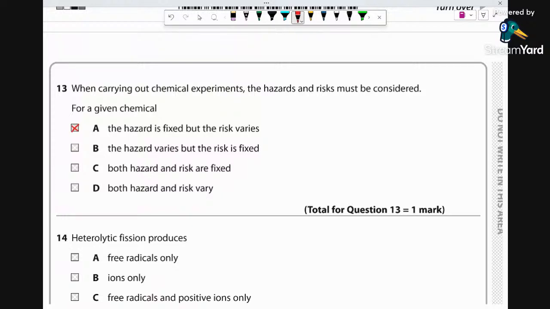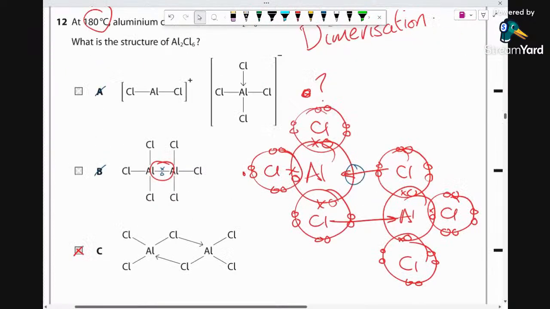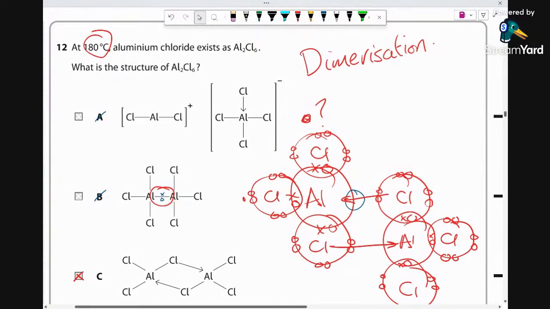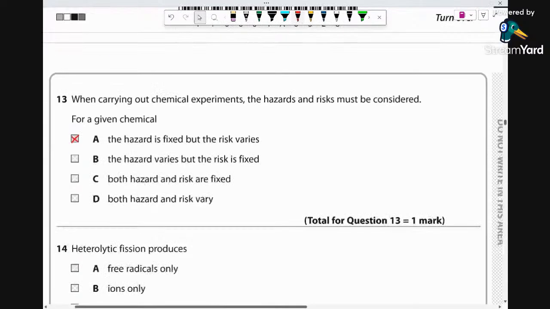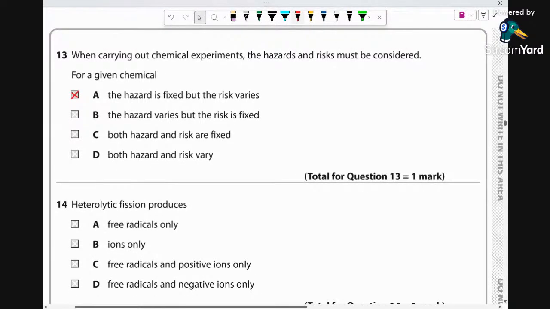The hazard is fixed, but the risk varies. I agree with this. If you're wondering why A is not up here, it's because the melting point of that would be really high. That's a really odd thing for it to happen. Aluminium is in a really unstable situation here. It doesn't want to do this. Anyway, I don't know if you're talking about 12 or 13. I'm going for A. I'm in agreement with your pursuit.